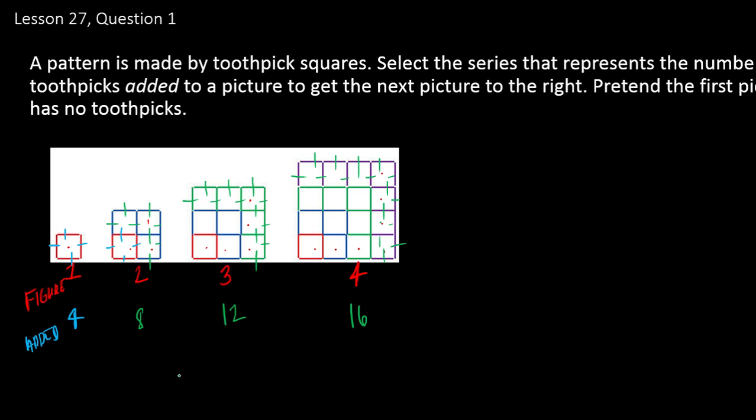Now, based on this information, I am supposed to select the series that represents the number of toothpicks added to the picture to get the next picture. Well, pretty easy to see from the information I've already written that the correct answer is 4 plus 8 plus 12 plus 16, and my rule is a sub n equals 4n.